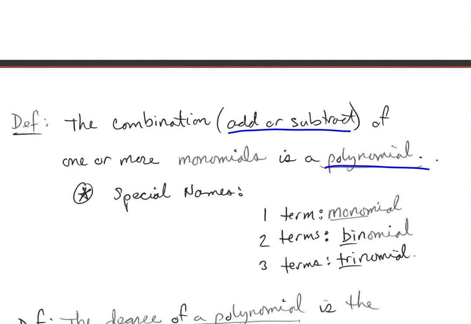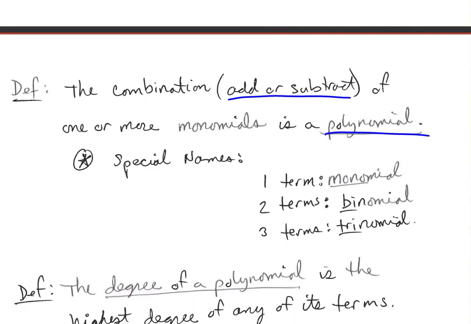Now we have some special names for certain designations here. If you have one term, it's called a monomial, as we've already discussed. If you have two terms in a polynomial, it's called a binomial, bi meaning two. And if you have three terms, it's called a trinomial, tri meaning three. So these are just typical words used to describe these basic cases.